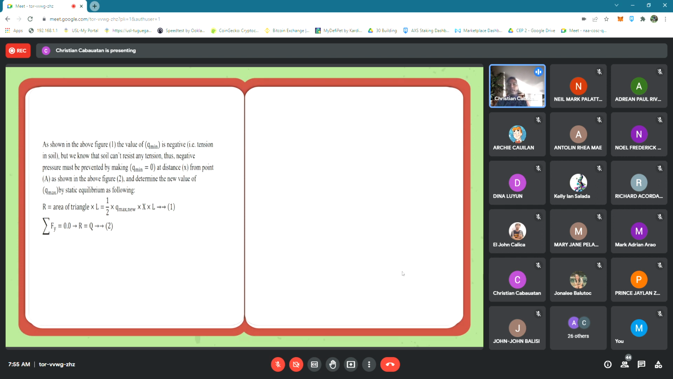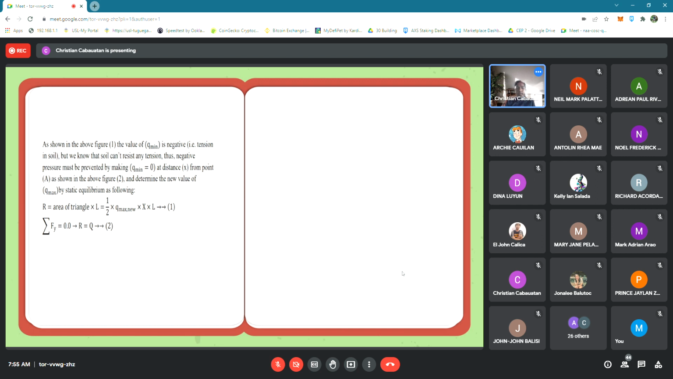But for the soil's actual reaction, the soil cannot resist any tension. Therefore, ang gagawin natin sa sign convention, ang tension ay magiging negative. Okay? So tension must be prevented by making Q minimum equal to 0 at a distance x from the point A. So, we can see in the figure before.